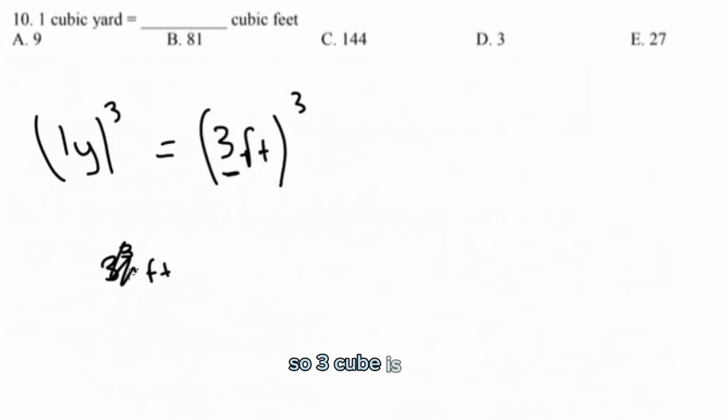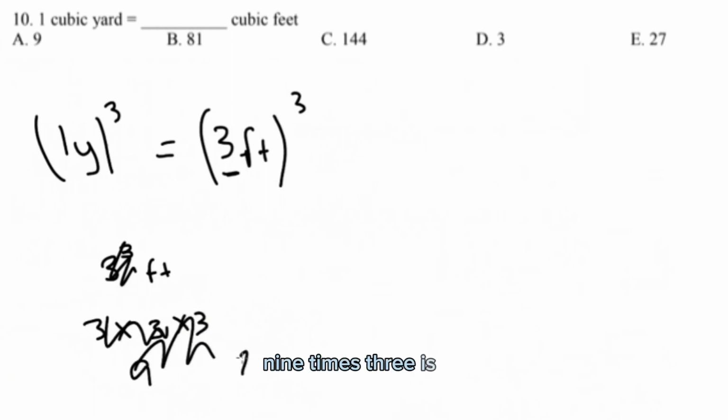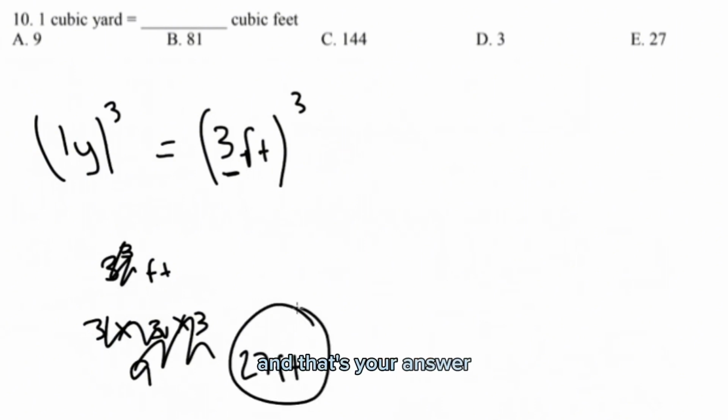So 3 cubed is just 3 times 3 times 3. 3 times 3 is 9. 9 times 3 is 27. So that's 27 feet, and that's your answer.